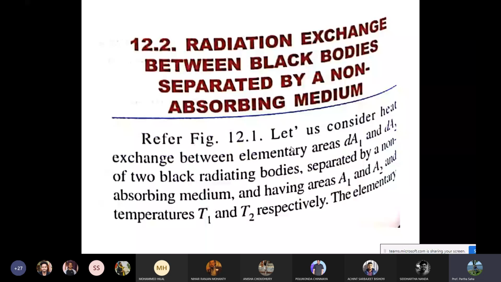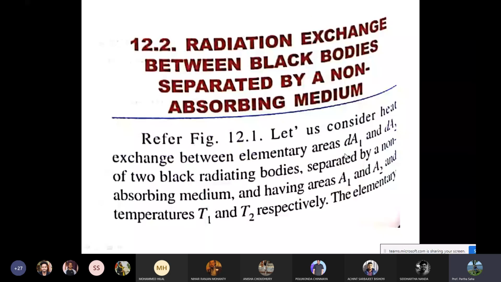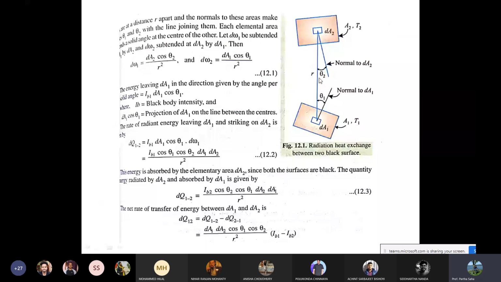Let us consider heat exchange between elementary areas dA1 and dA2 of two black bodies separated by a non-absorbing medium, having areas A1 and A2 and temperatures T1 and T2 respectively. The elementary areas are separated by a certain distance. dA1 is confined within A1, which has temperature T1, and dA2 is confined within area A2, temperature T2. The normals to the surfaces subtend angles theta 1 and theta 2 respectively with the line joining the two centers.